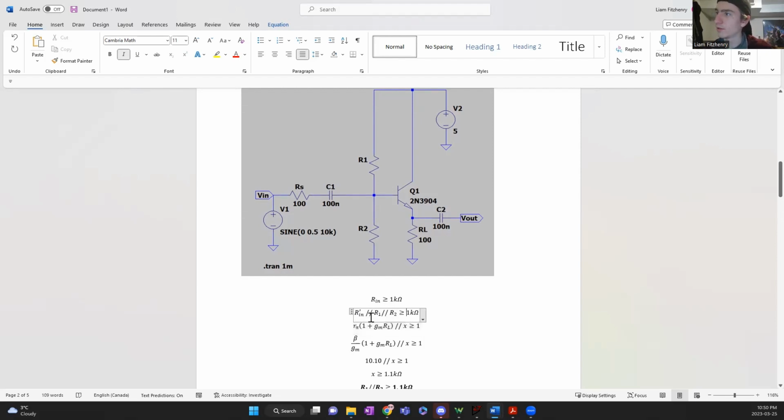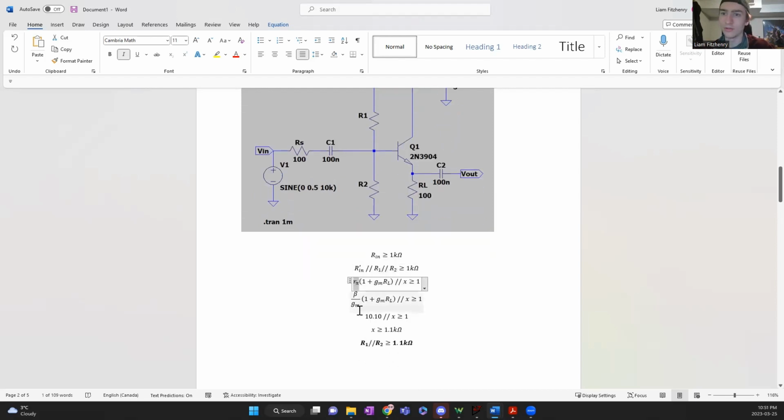And then from there, we can sub in our common collector formula for the input resistance, which is r pi times (1 plus gm RL) in parallel. I'm going to call this X for now, just to simplify things a little bit. So R1 in parallel with R2 is going to be X.